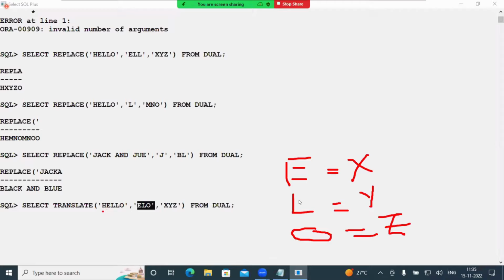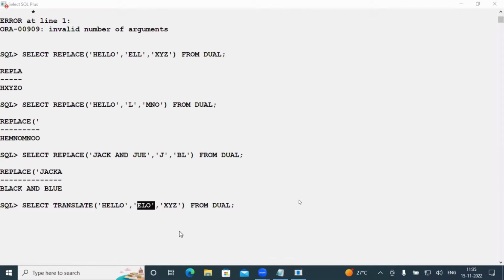In this hello expression, H is as usual H. In place of E, what is taken? X. In place of the first L, Y. In place of the second L, Y. In place of O, Z. So here each character will be translated. Understand? Each character will translate. So now I can execute this one. Now you can see X, Y, Z. Y appears 2 times because there are 2 L's.